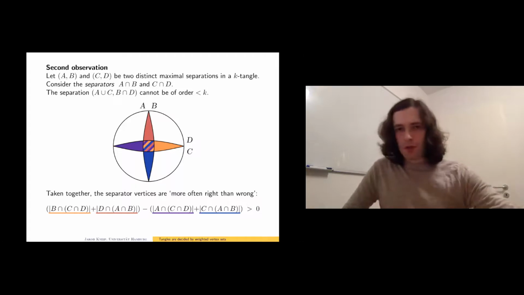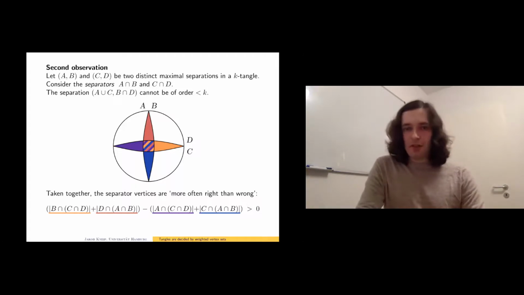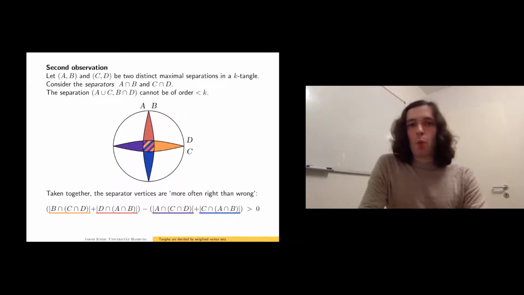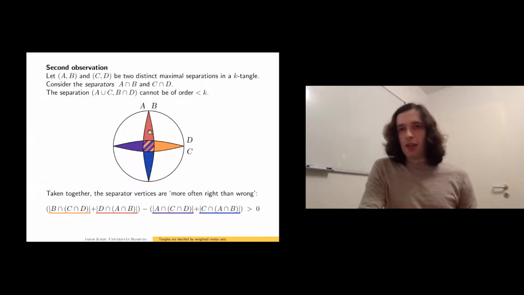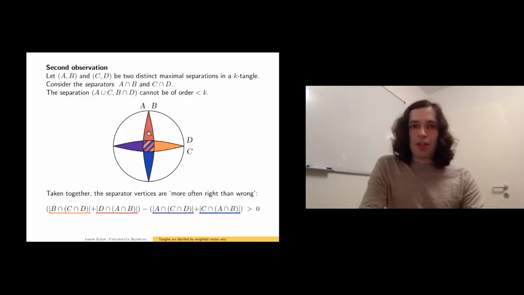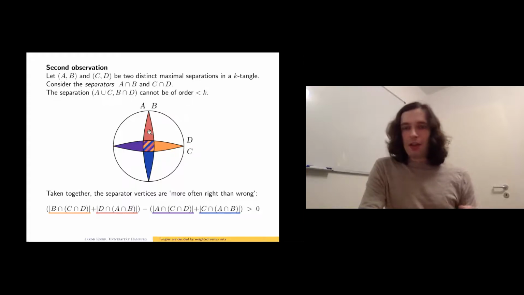So what we're going to do is, instead of fiddling around with individual weights of vertices, we are going to assign a weight to each separator first. So for each of these maximal separations, we will assign a weight to that separator and then distribute those weights onto the vertices, where each vertex will have as weight the sum of the weights of all the separators in which that vertex is contained.